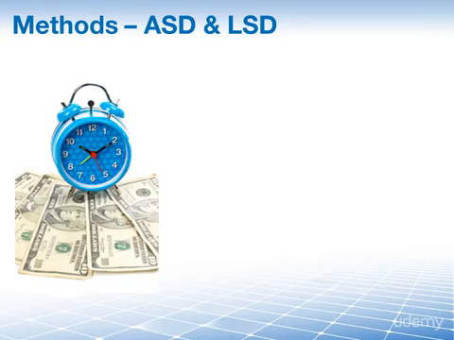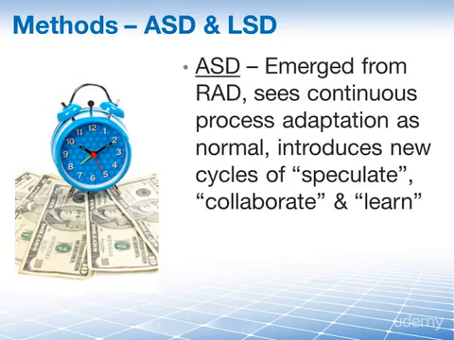Then we have ASD and LSD. ASD stands for Adaptive Software Development, and it is a software development process that grew out of Rapid Application Development, RAD. It embodies the principle that continuous adaptation of current processes is normal. It replaces the traditional or waterfall cycle with a repeating series of speculate, collaborate, and learn cycles, and allows for continuous learning and adaptation to the emergent state of the project.